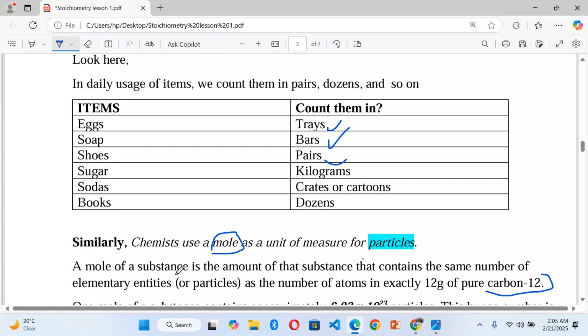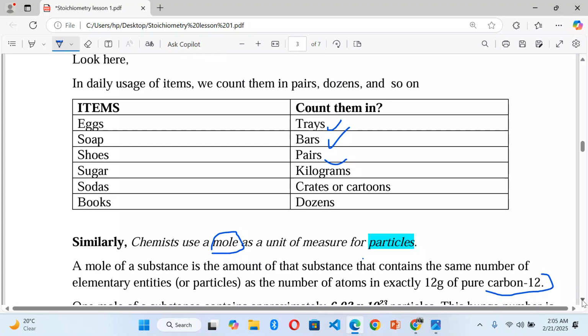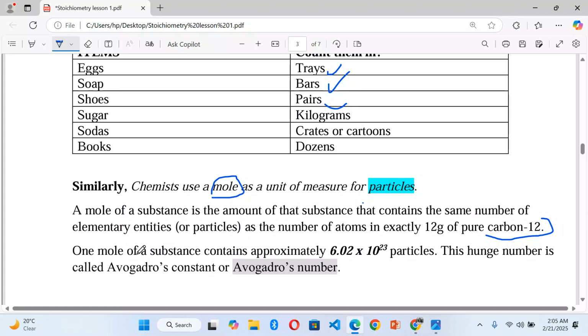So I'm saying that a mole of a substance is the amount of that substance that contains the same number of elementary entities or particles as the number of atoms in exactly 12 grams of pure carbon 12. And we're saying that 1 mole of substance contains approximately 6.02 times 10 to the power 23 particles.